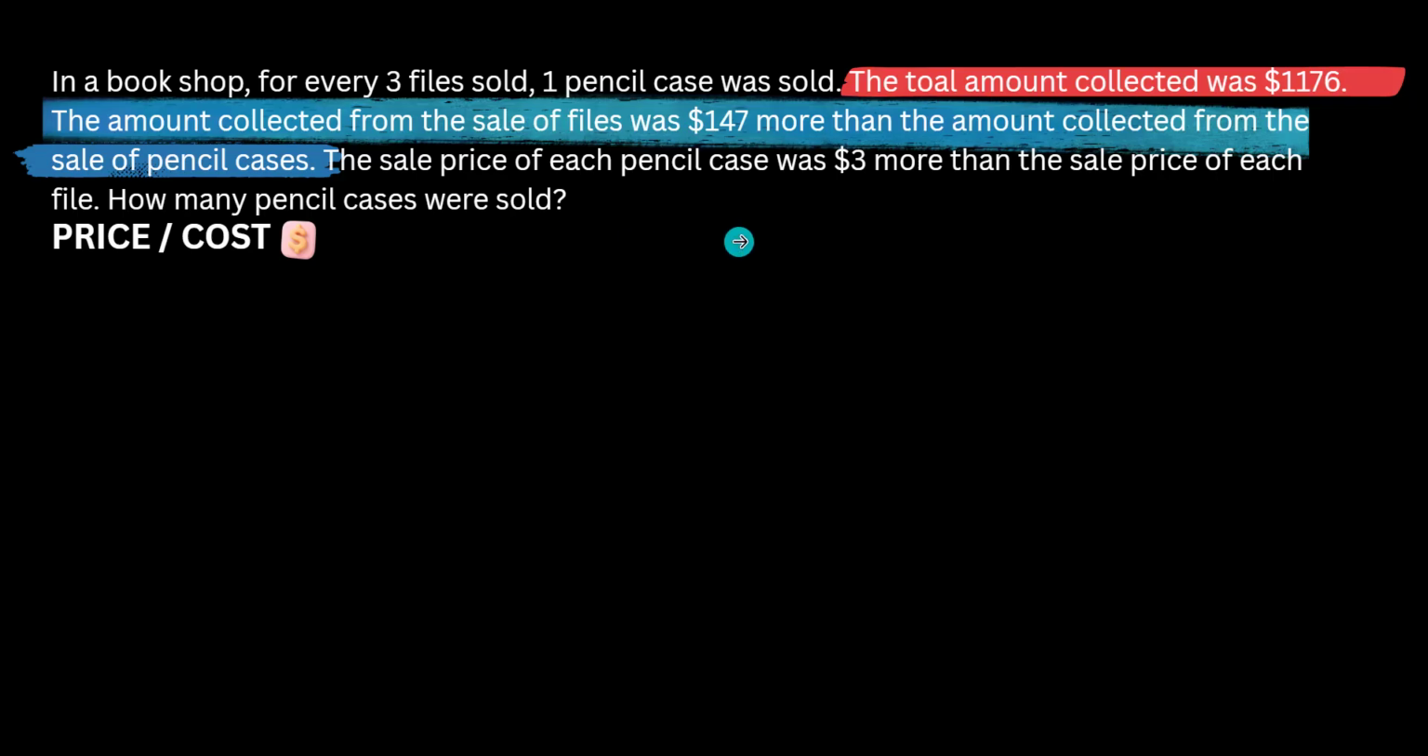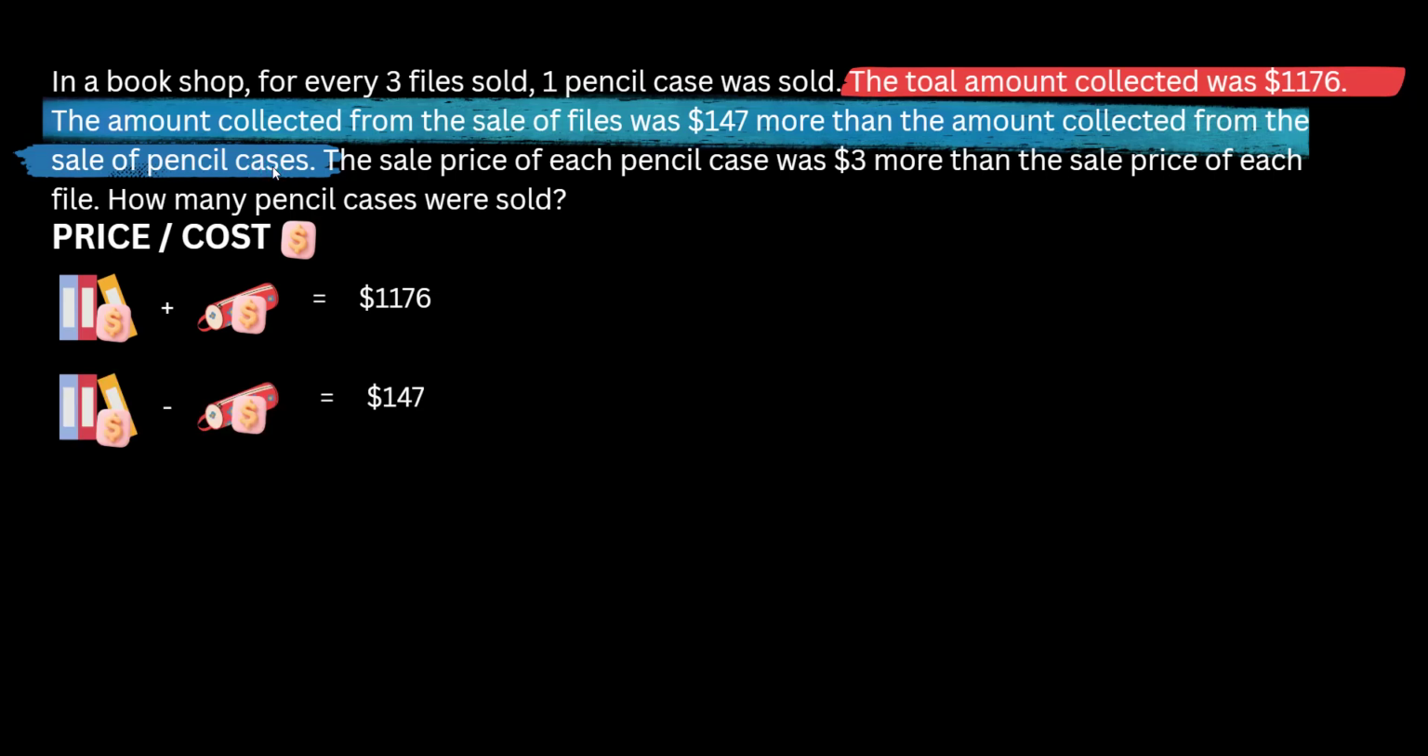So first we're going to look at the cost. Now the total amount collected was 1176. That was the amount collected from the sale of files, however much that is, plus the amount of money that we collected from the sale of pencil cases. That together became $1176. Now the second statement says that the amount collected from the files was $147 more than the amount collected from the sale of pencil cases, which means the difference, the amount collected from the sale of files minus the amount collected from the sale of pencil cases, is $147.